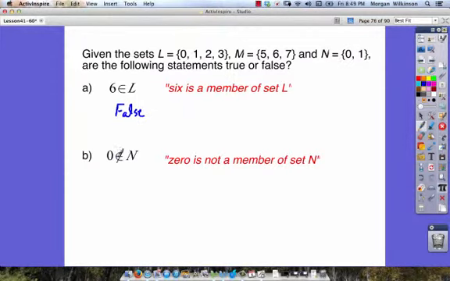Then 0 is not a member of set N, and we can see it written out right here. So this symbol means not a member. So 0 is not a member of set N. Well, 0 is a member of set N, so we've got 0 and 1. So this statement is also false. We just need to know that this symbol means is a member of the set, and this one means is not a member of the set because it's crossed through. Let's look at our next problem.